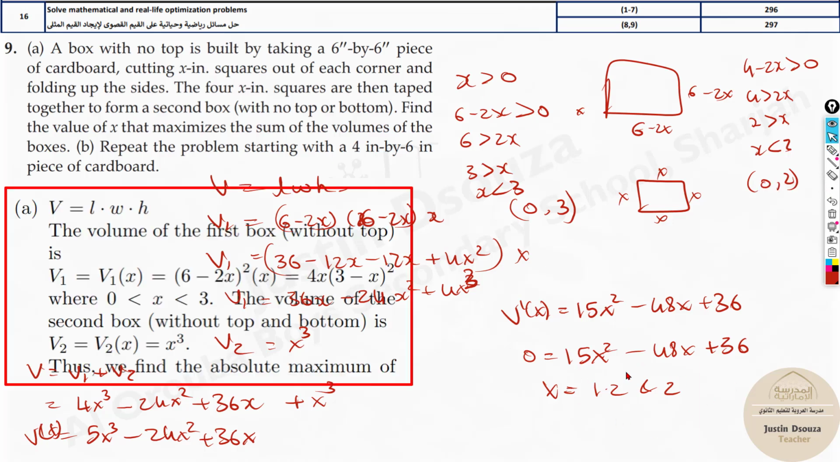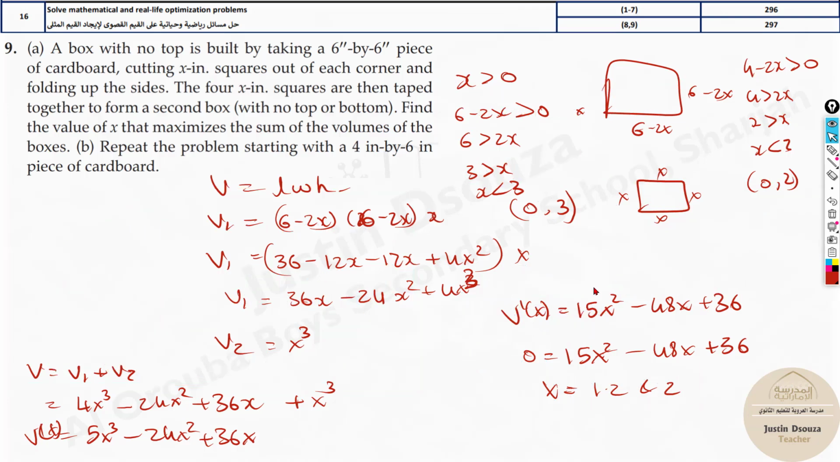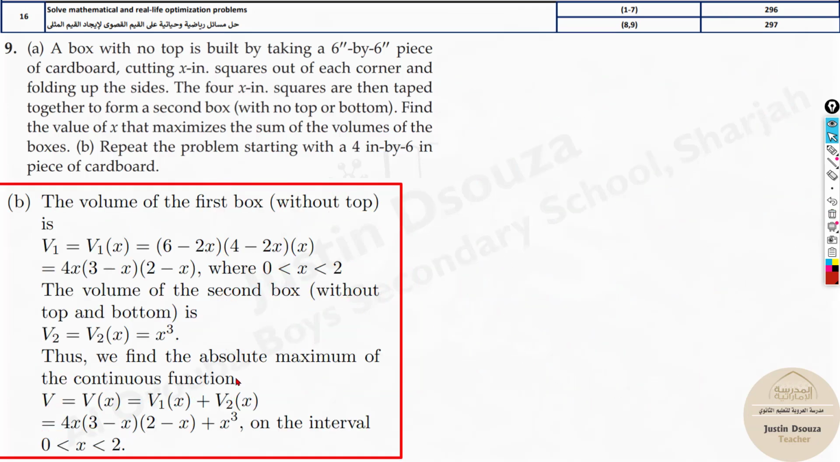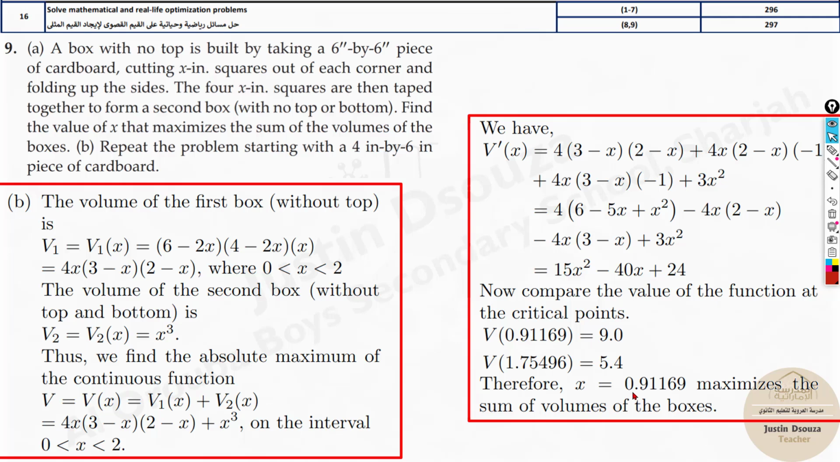Obviously the critical numbers will also change because the values will be different. You can see it's written out over here. So this would be the answer. It will be 0.911. So that is how we basically solve these real-world problems on optimization.